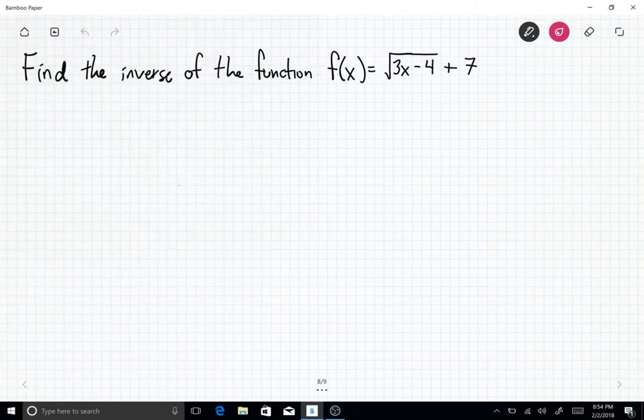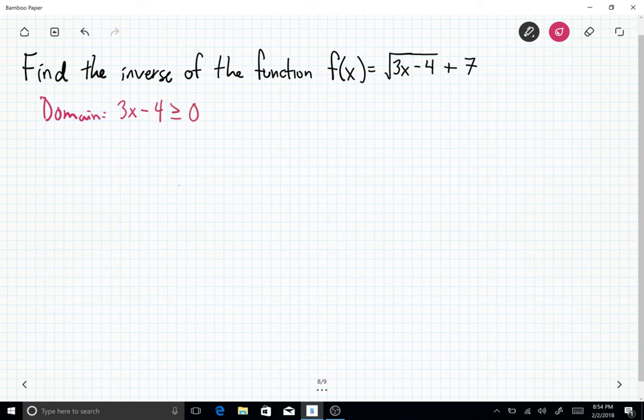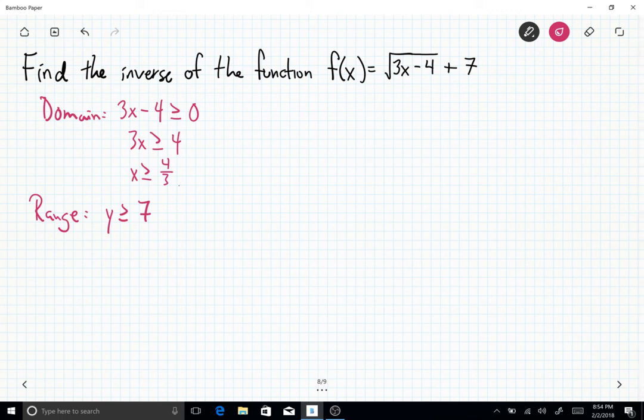So let's see the other side of things. Rather than start with that quadratic, let's start with the root. Well, we have to find the domain and range. It kind of helps us. So for the domain, notice we just need 3x minus 4 greater than or equal to 0. That means 3x is greater than or equal to 4, and then x is greater than or equal to 4/3. And then for our range, notice we can go from 0 to infinity with that square root, and we haven't done any reflections or anything like that. So our range is y greater than or equal to, since we added 7, we've shifted up 7 units, so y greater than or equal to 7. I'll explain how that works in a second.